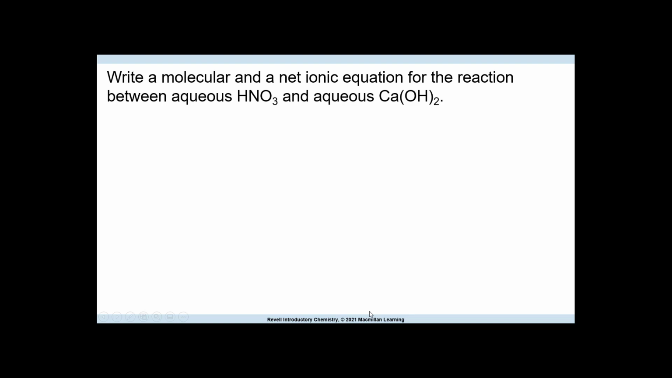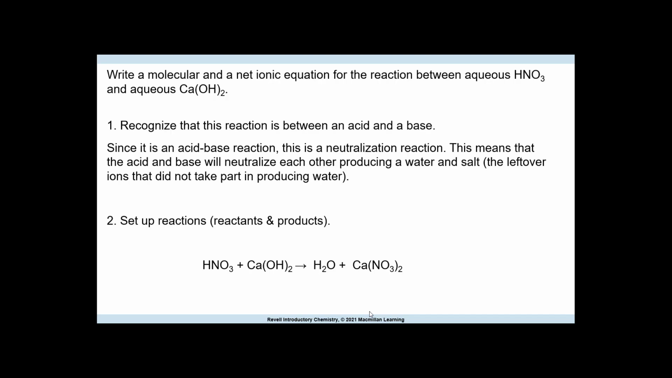Okay, so let's take a look at this. These are slides from another class of mine. Write a molecular and a net ionic equation for the reaction between aqueous nitric acid and aqueous calcium hydroxide. So it's not necessarily telling you that's an acid. You should know that that's an acid first because there's an H in front, and that usually indicates an acid, and it's an aqueous solution. As well as aqueous calcium hydroxide, there's a hydroxide and it's aqueous.